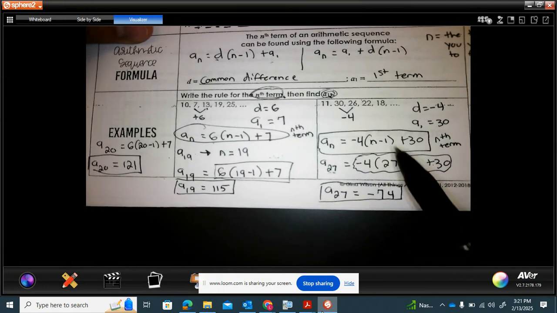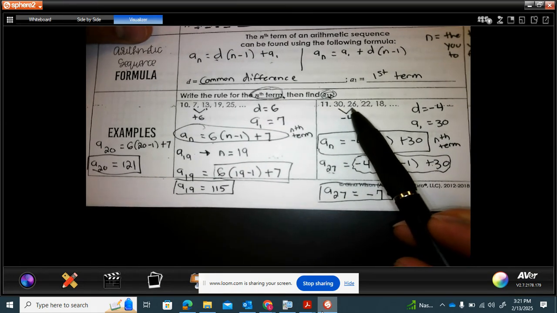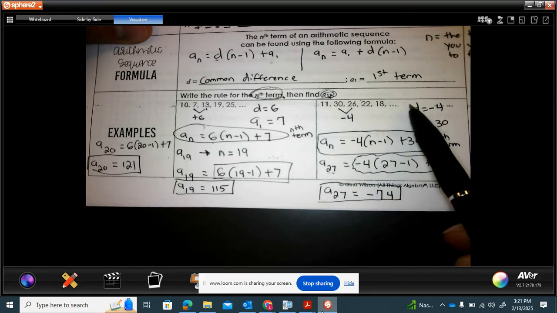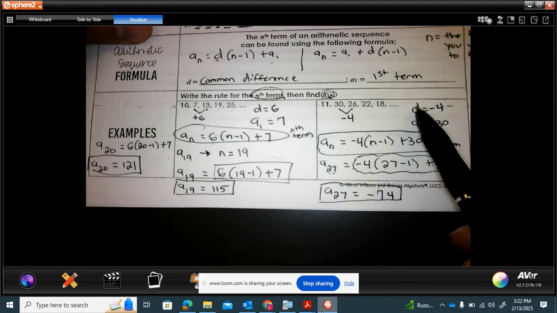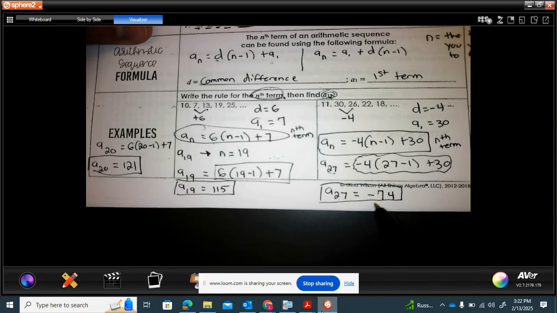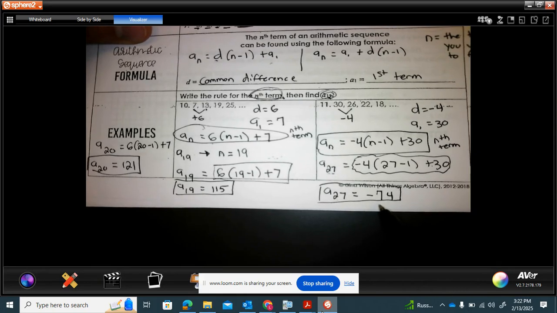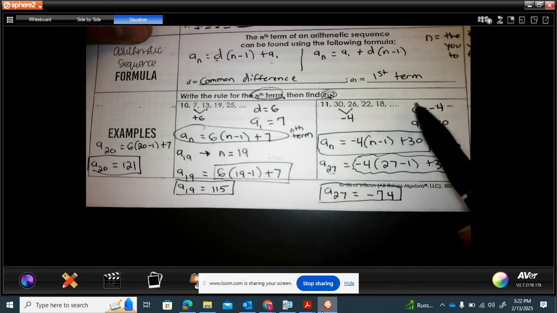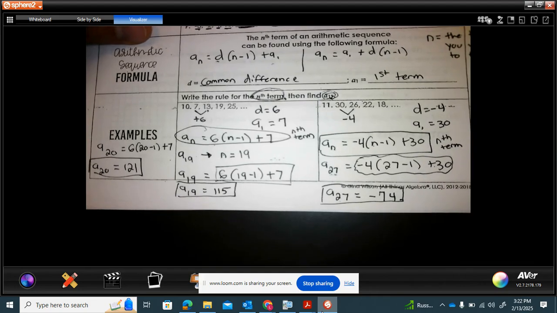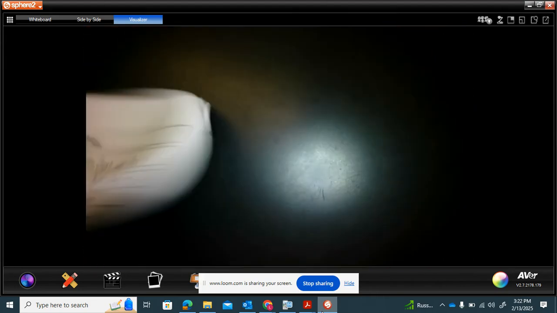So the 27th term is negative 74, and that kind of makes sense. Here's why. If I keep subtracting 4, right, 18 minus 4, then I keep subtracting 4, I keep subtracting 4, by the time I get to the 27th term, it's going to be negative. And so it makes sense that it's a kind of a big negative number, because you have to continue to subtract 4 like 27 times. So let's do one more.